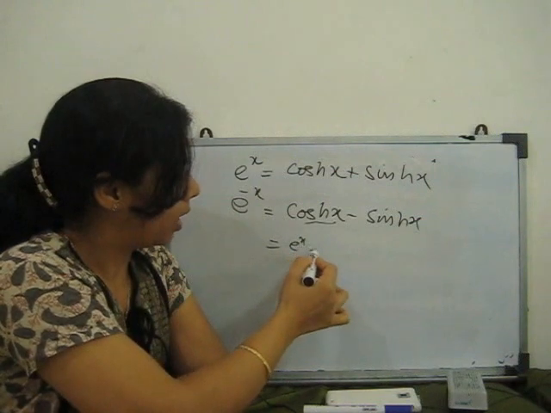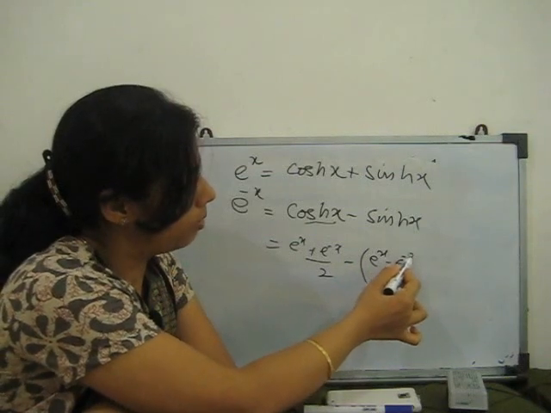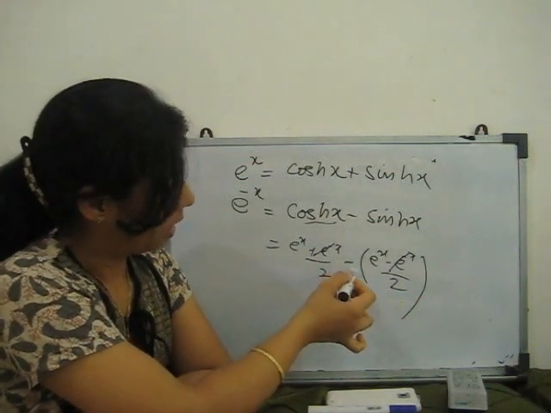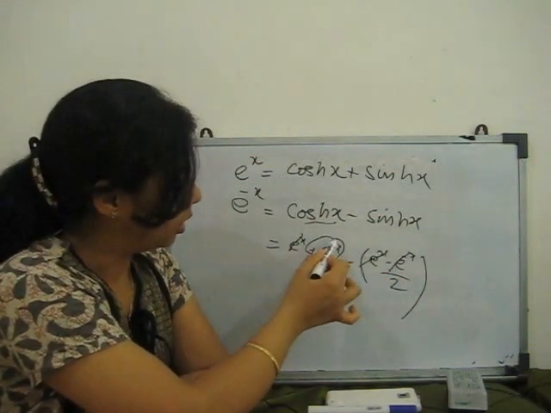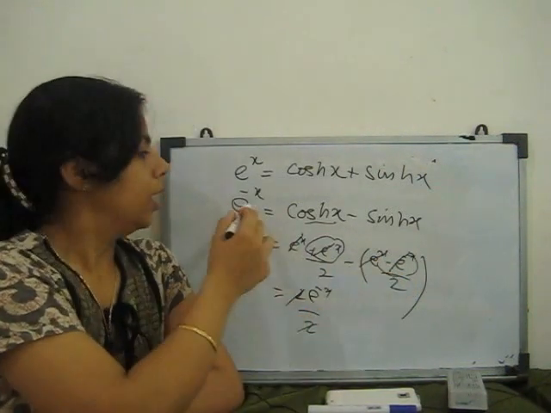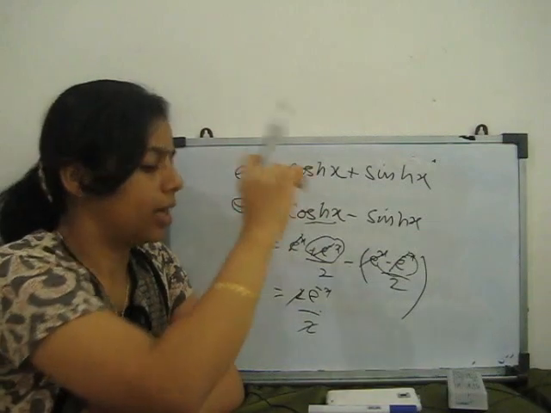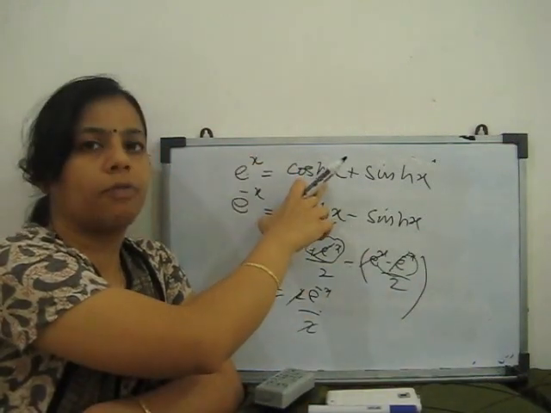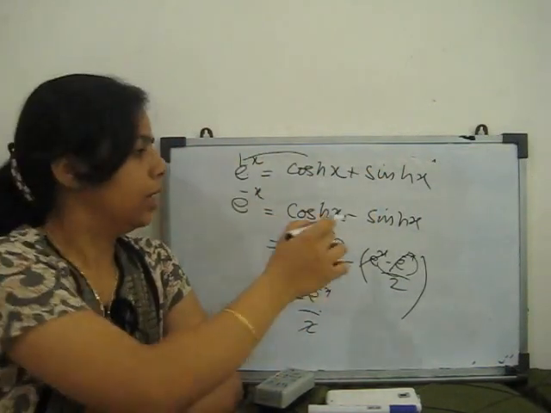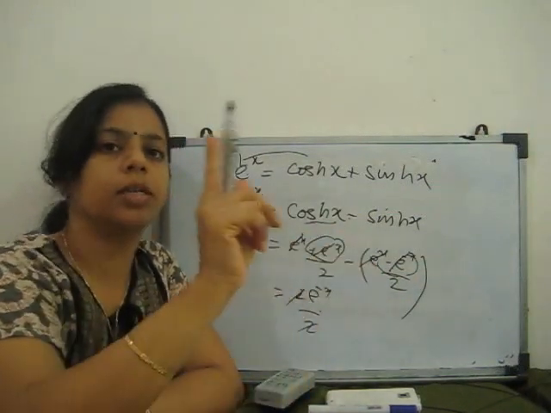Take this side: e to the power x plus e to the power minus x by 2, minus e to the power x minus e to the power minus x by 2. You just see the minus x terms add and the e to the power x terms cancel, and it is 2 e to the power minus x by 2. So e to the power minus x is cosh x minus sinh x. Similarly, e to the power x is cosh plus sinh. It means somewhere if you find cosh plus sinh, you just replace it directly with e to the power x. If minus is there, replace. If square is there, cosh square x minus sinh square x is 1.